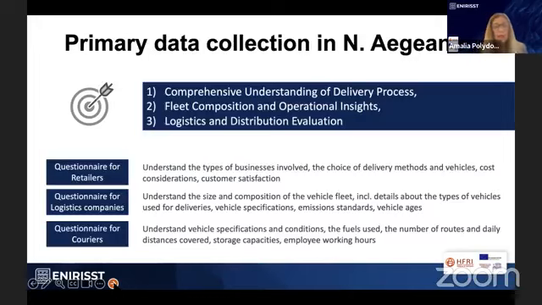We developed 3 different questionnaires with specific questions on them, addressing different topics. A questionnaire for retailers, one for logistics companies, and one for couriers. And I would like to mention here that these are dynamic questionnaires, that they give us live presentation results. And this is an innovation that was introduced to EN.I.R.I.S.T by our colleague and partner, Professor Trifonopoulos from the University of Peloponnese, who has given this capability to many of the services of EN.I.R.I.S.T.